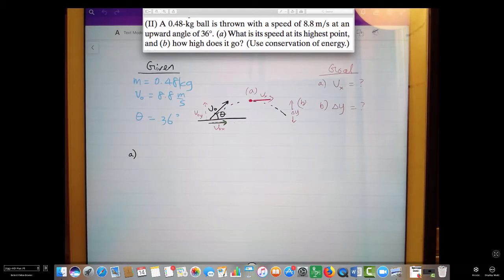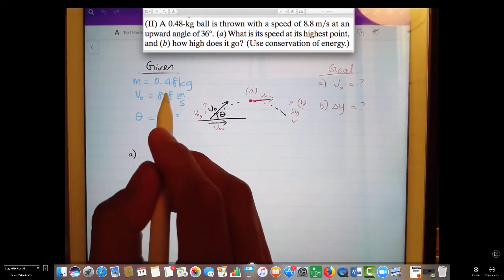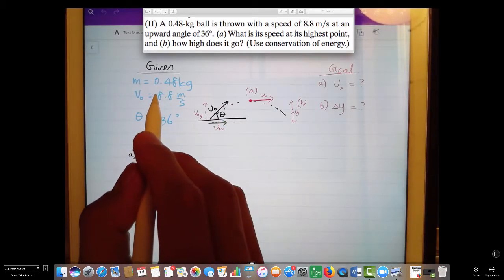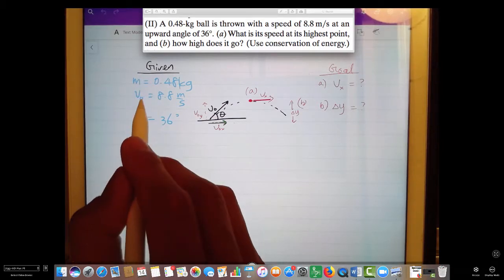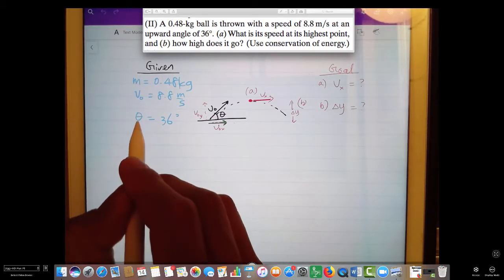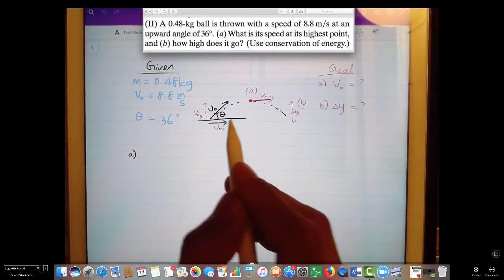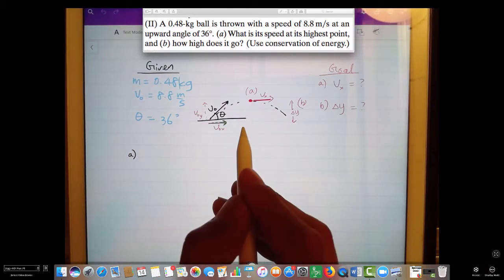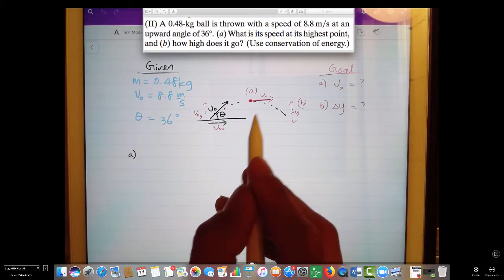First, I extracted all the variables in the first sentence: the mass, initial velocity, and the angle at which the ball was thrown. Here's a picture that describes the scenario, and we have to find its speed at the highest point.